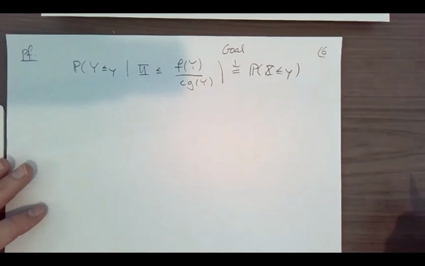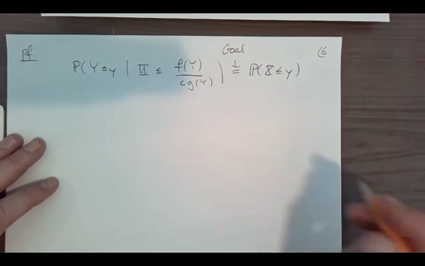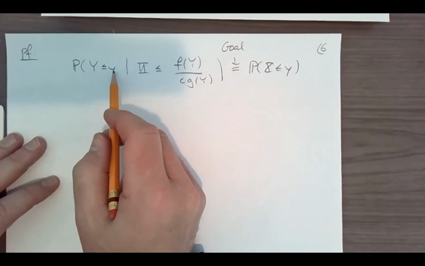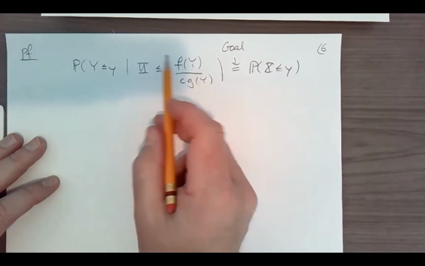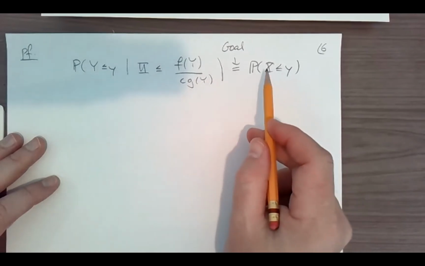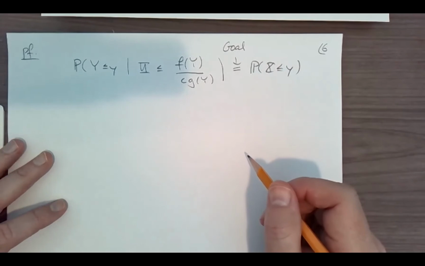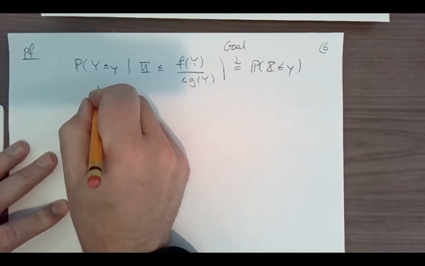Okay, so this is what we have to establish, the probability that Y is less than some number conditional on this ratio. This is exactly the same thing as the probability that the random variable X that we are hunting is less than that number. Okay, so let's try to do this.